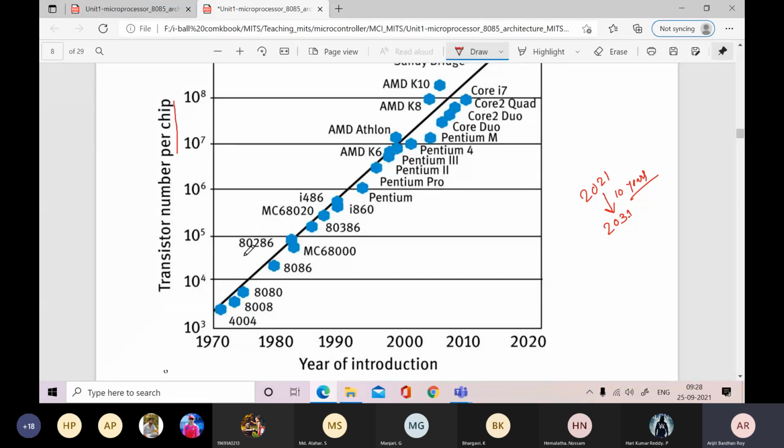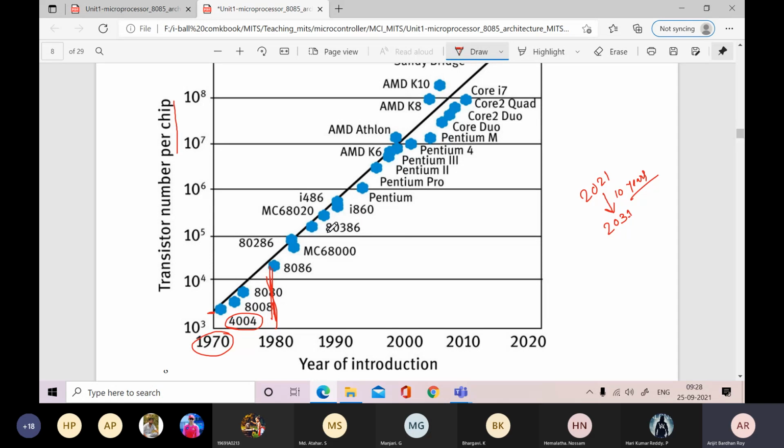So if you see that in 1970, when the first microprocessor, the 4004, was developed, in that time just 2000 transistors were used in that microprocessor. So we could just operate 4-bit data with the help of these transistors, in the 4004. In the 80s, the number of transistors increased. It is now 10 to the power 4, that means 10,000.